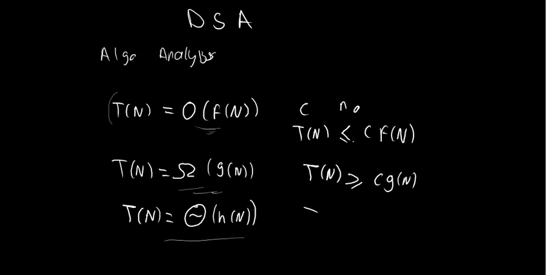Then finally we also have small o of n, so we have big O and then small o of n, which is if for all positive constant c, right?